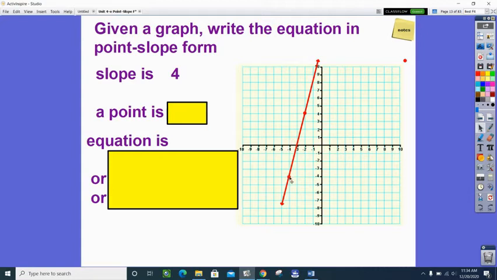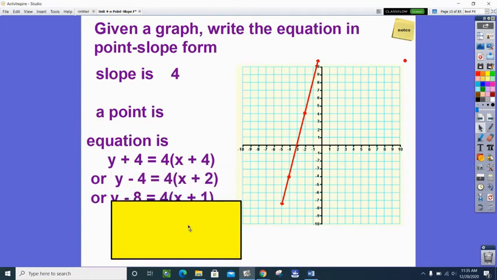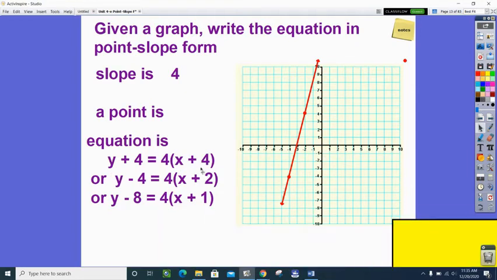Now you have different points, right? So you could pick either of those points. So which one did I pick? Well, I didn't, because you could pick the point -2, 4, which is this one right here. You could pick the point -4, -4. You could also pick the point -1, 8, which is way up here. So those are all different points on the line.